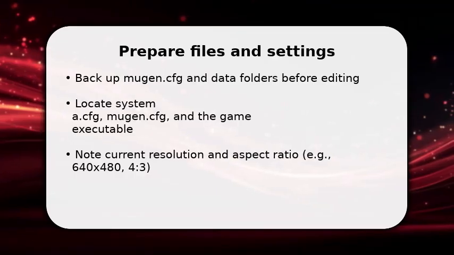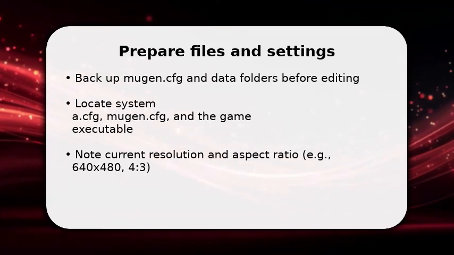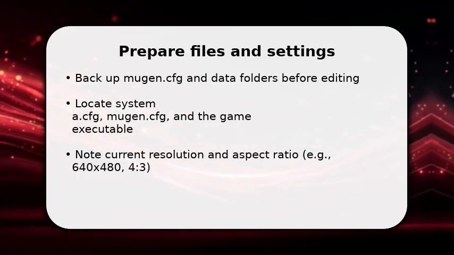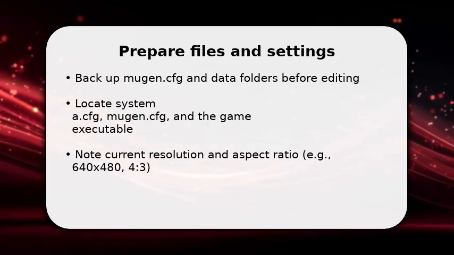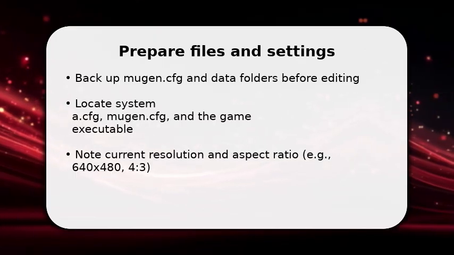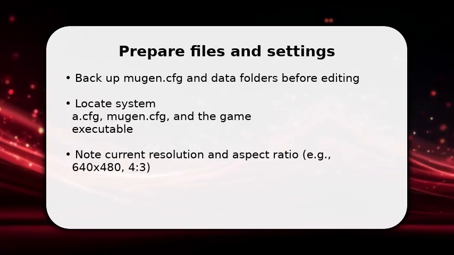You start by securing the originals. Copy Mugen.cfg and system files to a backup folder. Once done, open Mugen.cfg and the system.cfg in a plain text editor so you can change values precisely. You want to confirm current width, height, and aspect ratio now because those values determine sprite scaling and HUD layout.